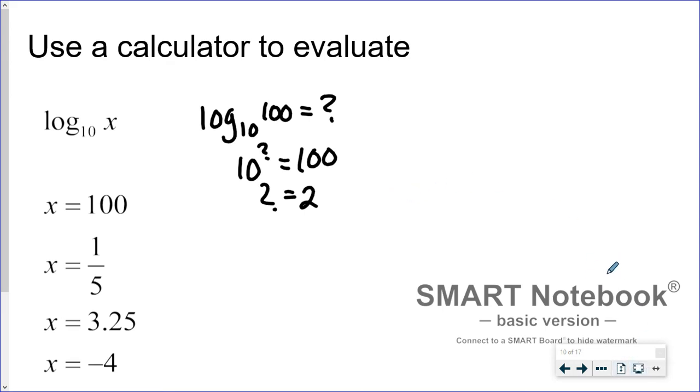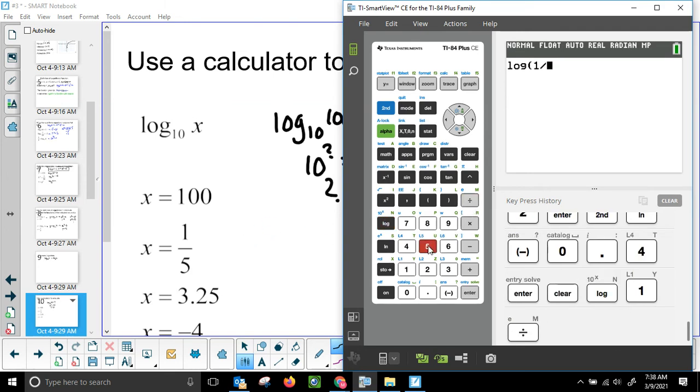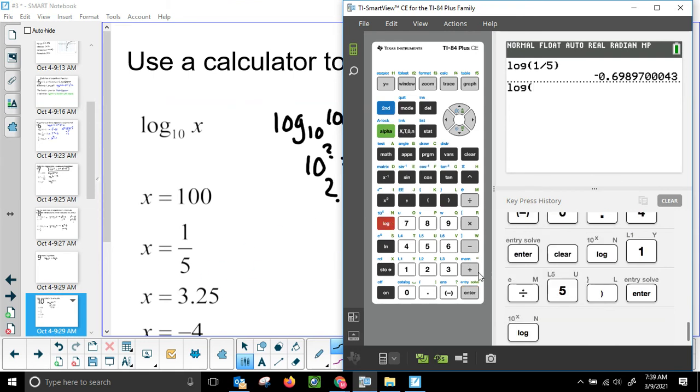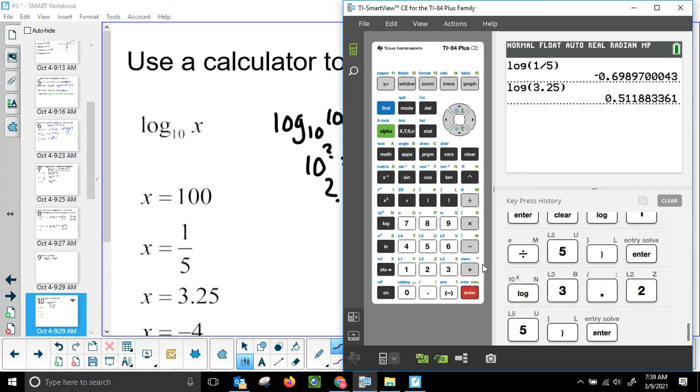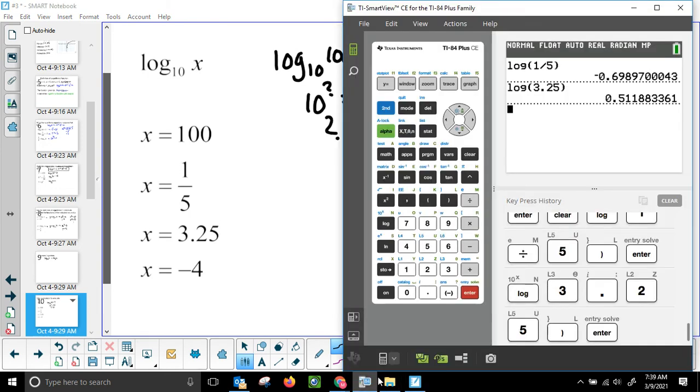And remember, log base 10 is just log. So if you just hit this button, that's automatically just log. So I can do log of 1/5. There we go. I can do log of 3.25. There we go. Log of -4.